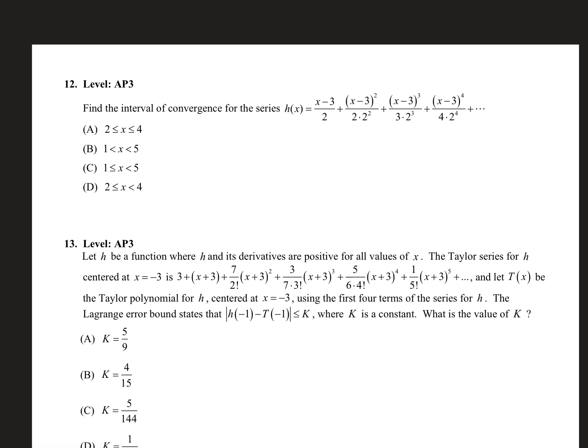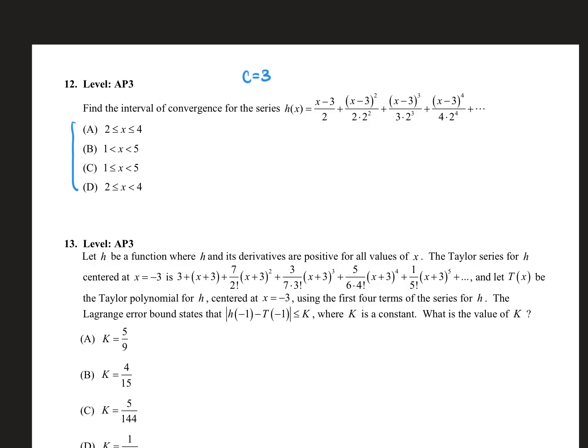Find the interval of convergence. So the first thing I notice here is that it's centered at 3. And all of these are centered at 3. A lot of times you can find it by looking at where the center is, and the center has to be exactly in the middle of all of those. So that is right now.